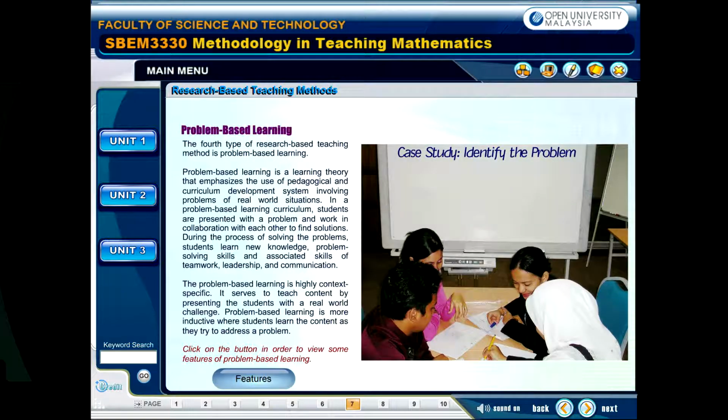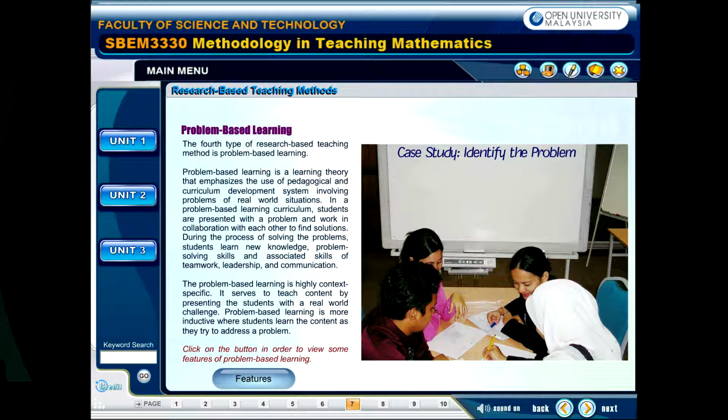Problem-based learning is a learning theory that emphasizes the use of pedagogical and curriculum development system involving problems of real-world situations. In a problem-based learning curriculum, students are presented with a problem and work in collaboration with each other to find solutions. During the process of solving the problems, students learn new knowledge, problem-solving skills, and associated skills of teamwork, leadership, and communication.